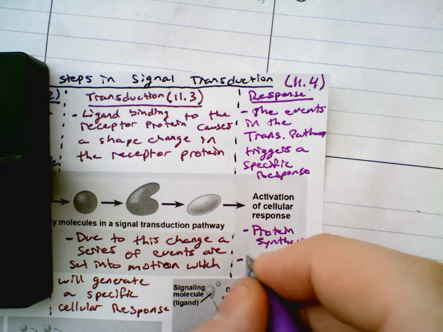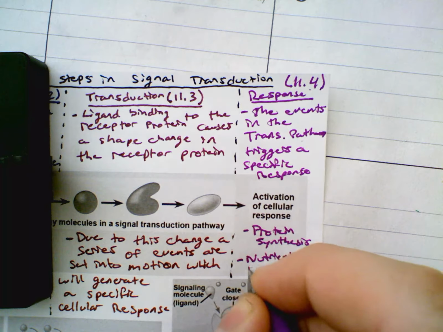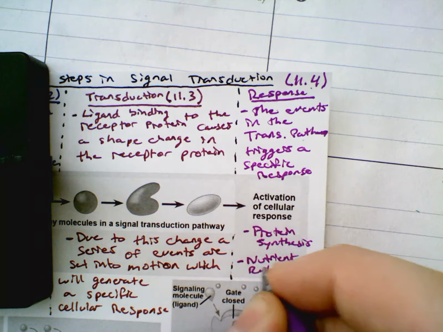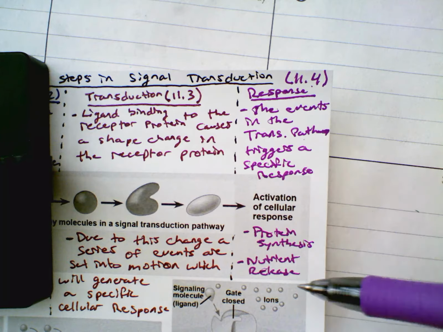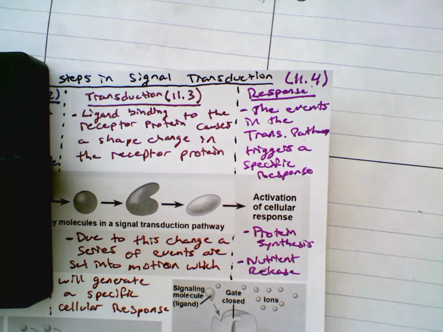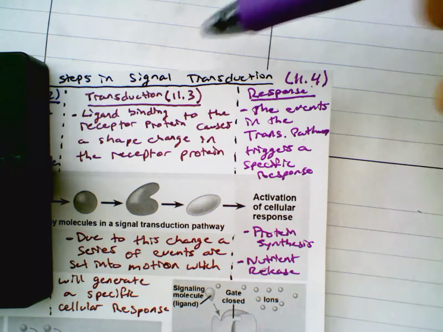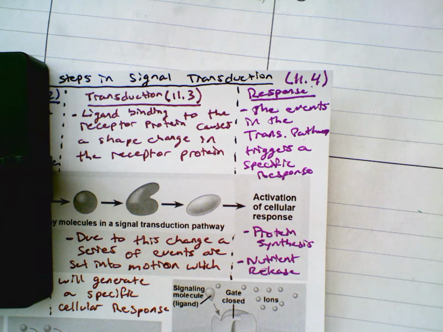Maybe it's going to trigger some sort of nutrient release. So your book gives the example of adrenaline being used to release glucose, which would make sense because if your heart rate's going to be jacked up, then we're going to need to get some more glucose in your bloodstream to supply those muscle tissue for the fight or flight response. So there's all sorts of different responses that could be at the end of whatever signal transduction pathway we're in. So that is the overall general idea for signal transduction, these three major steps. These are the main things you would need to know from 11.1.